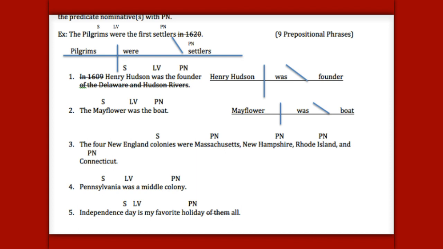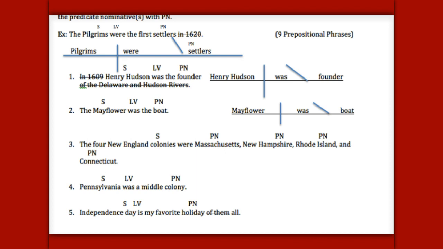We did number 1 together. Number 2, we have the Mayflower, was is the helping verb, linking verb, and boat is our predicate nominative. And you'll see that I've diagrammed it there on the right. The rest of the sentences on this practice, I think you know how to diagram these by now. You could use some sort of massive rocket ship for number 3, but as long as you have them listed as predicate nominatives, that is fine.